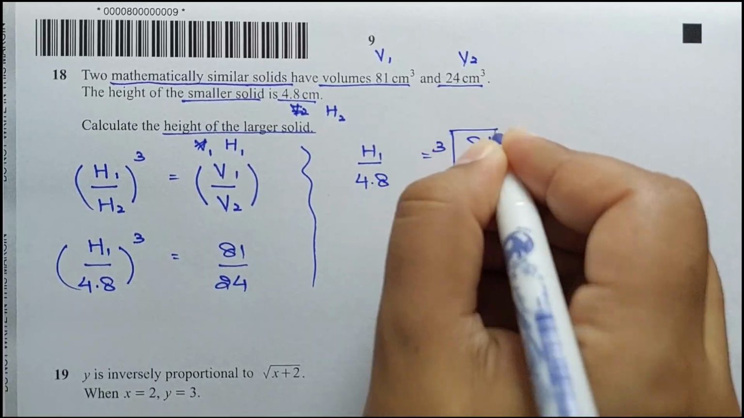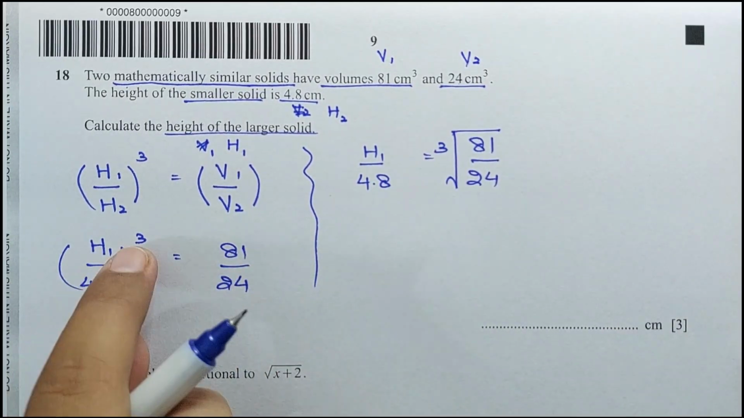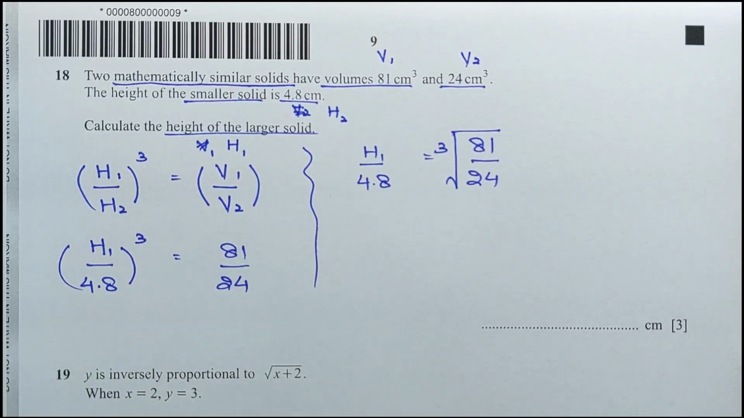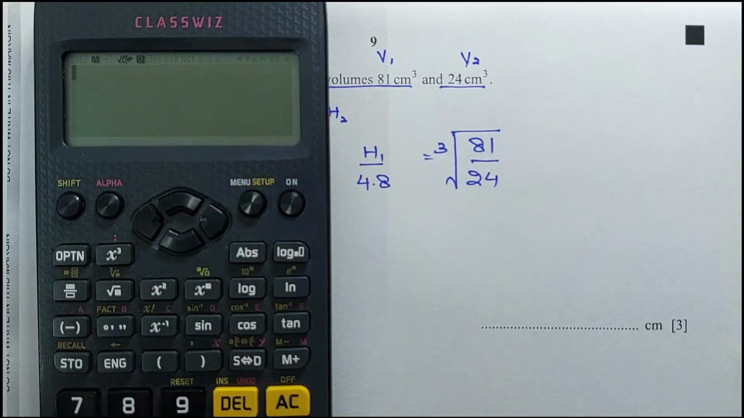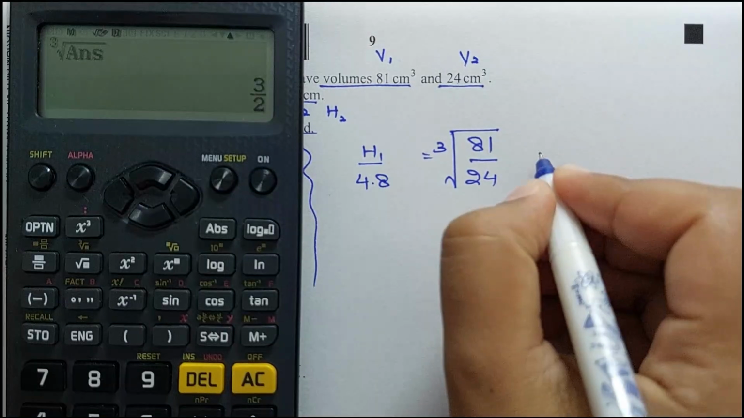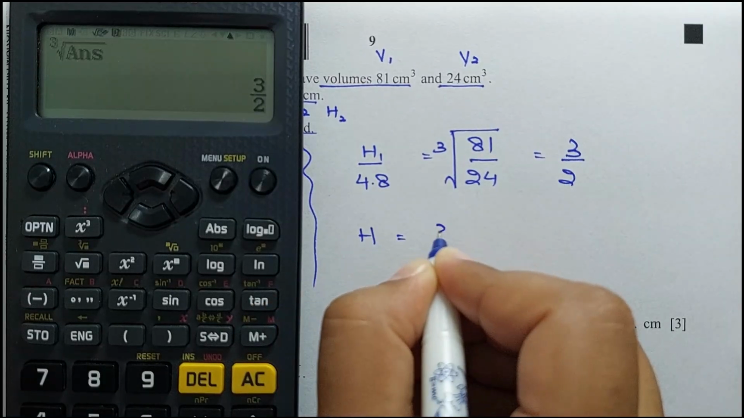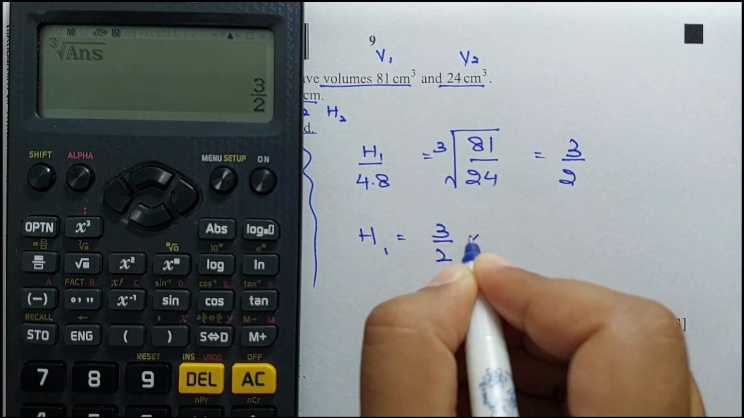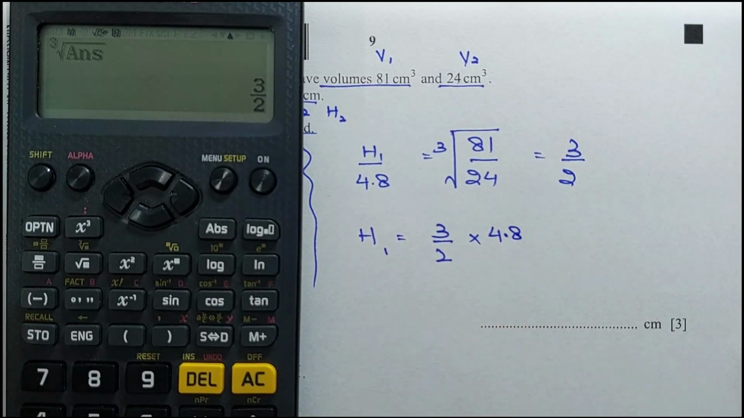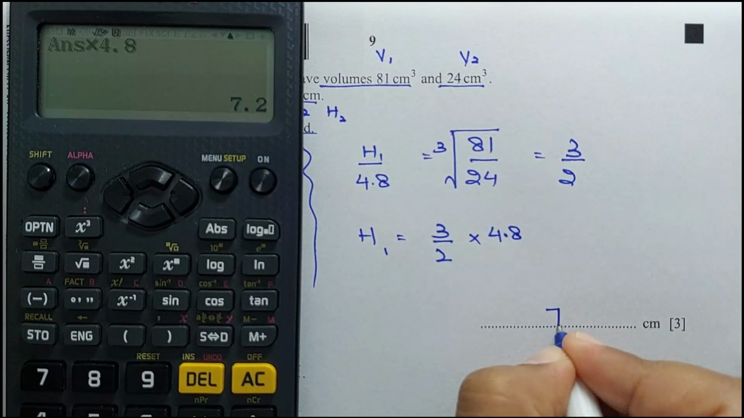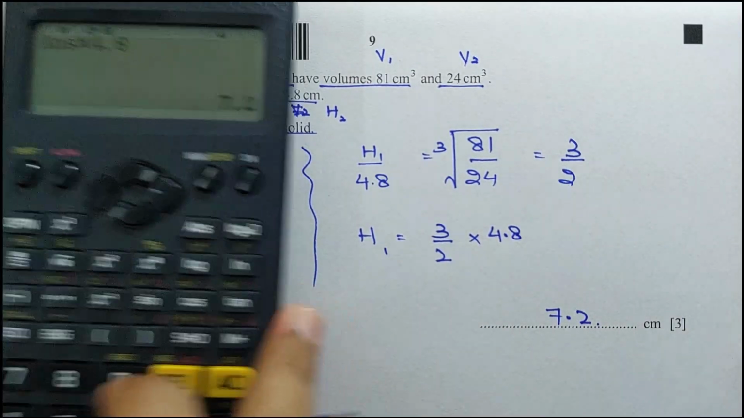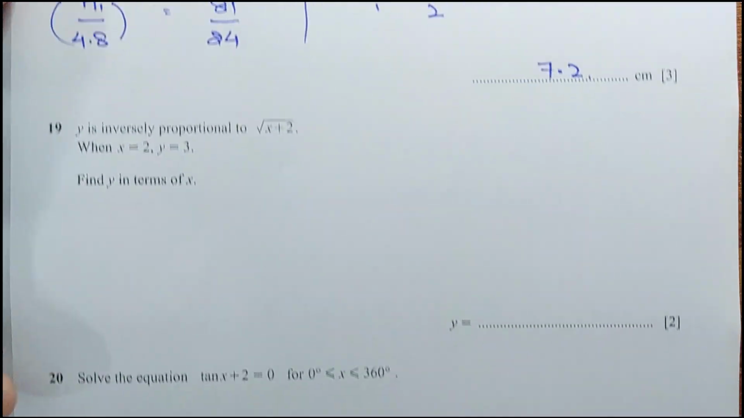Cube root on both sides. I took the cube root and cube root. Cube and cube root cancel out. On the left side, 81 divided by 24, and the cube root of the answer is 2 by 3. This is 3 by 2, sorry. Now h1 is 3 by 2 times 4.8. 7.2 centimeters is the height of the larger solid.